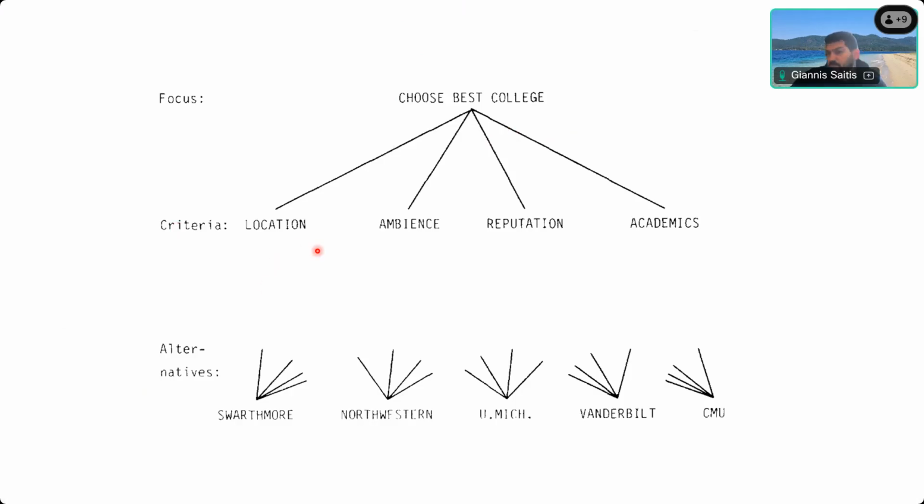Is the location not far, the ambience of the college, the reputation of the college. This was in USA, so reputation sometimes is very important, and the academics who are in the college. So what are the selections that we have in our position? Is the Swarthmore, the Northwestern, whatever, five different colleges. So criteria, colleges, and the question.